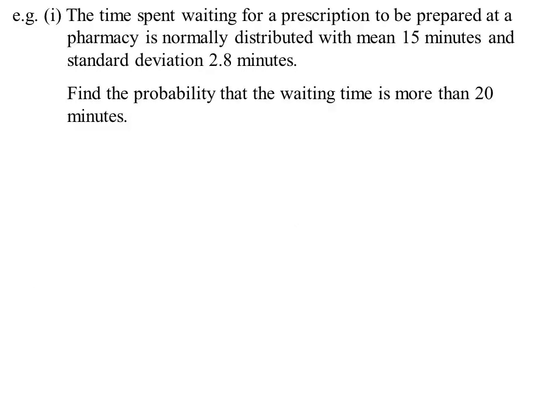So we're waiting for a prescription to be prepared at the pharmacy or the chemist. And we know it's normally distributed with an average of 15 minutes waiting for that script to be filled and a deviation of 2.8 minutes. So let's find the probability that the waiting time will be more than 20 minutes for the script to be filled. So I'll let my random variable be W for waiting time. And they've told me that's normally distributed. The average was 15. And they told me the deviation, so the variance is that squared, 7.84.